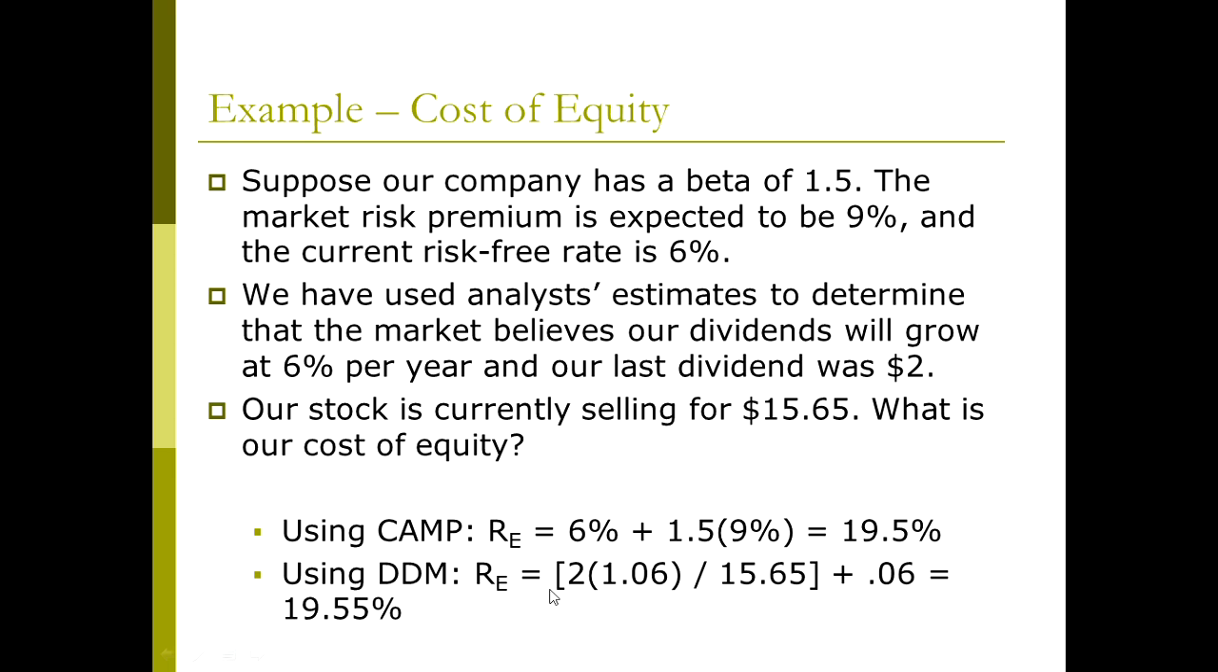Using the dividend discount model, first of all, we need to calculate D1, which is D0 times 1 plus the 6% growth rate, divided by the market price of the stock, which is $15.65, plus the constant growth rate of 6%. We get 16.55%. So in this example, using both models gave you pretty much the same answers. But in real life, most of the time, using both models will give you two different numbers.